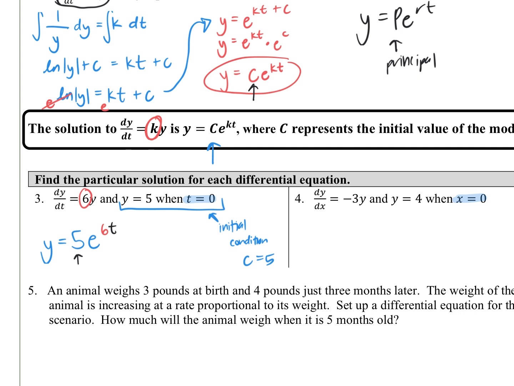Next one I've got dy dx is equal to negative 3y, and then y equals 4 when x equals 0. So y equals 4 is going to be my c value, or my initial condition, right? So c is equal to 4.